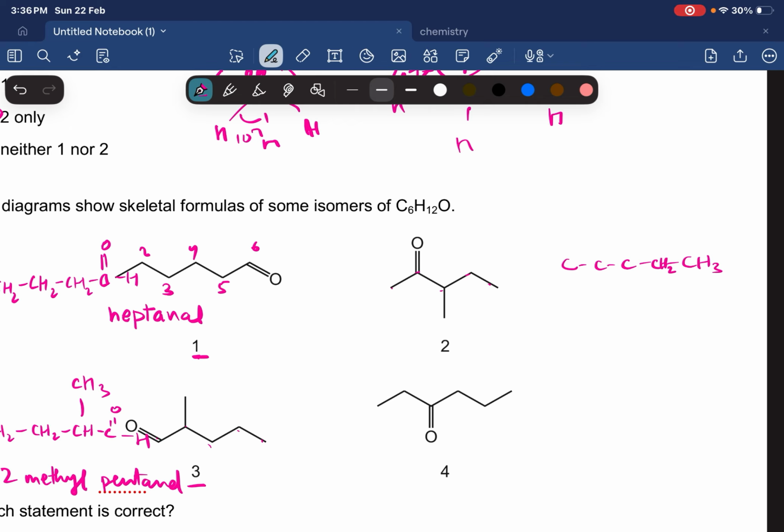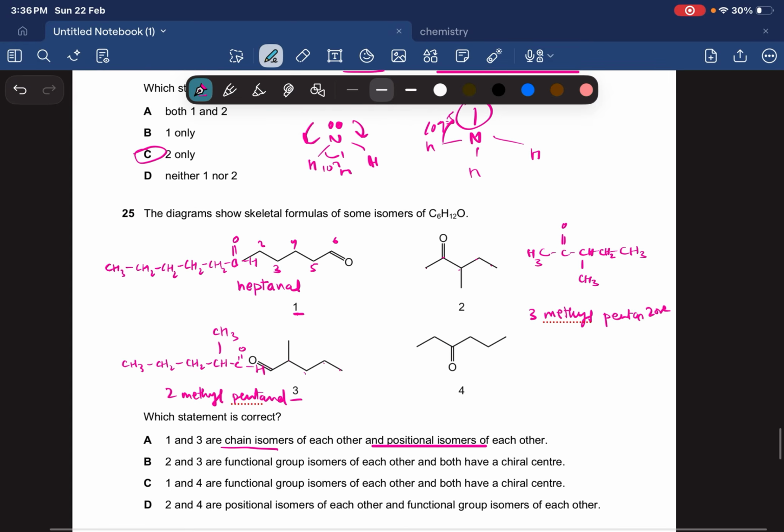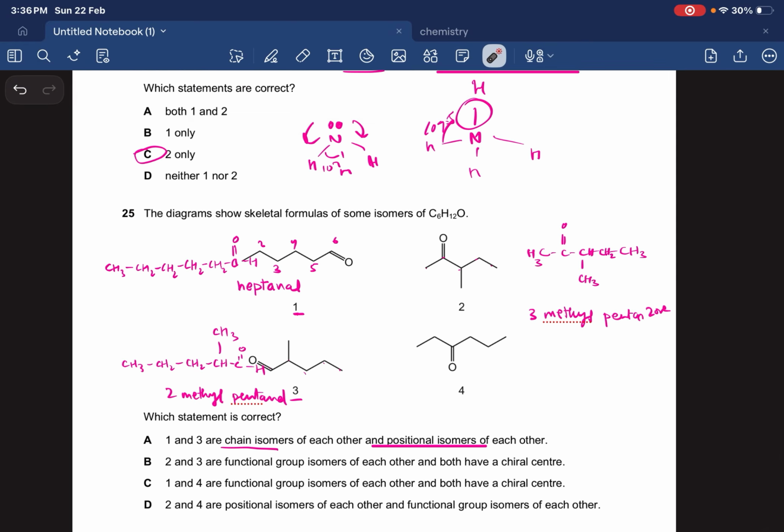CH3, CH2, CH, CH3, double bond O, and then CH3. So that's 1, 2, 3. That's 3-methyl, 1, 2, 3, 4, 5 pentane, 2-one, right? And you can count the number of atoms in 2-methyl pentanal and 3-methyl pentan-2-one.